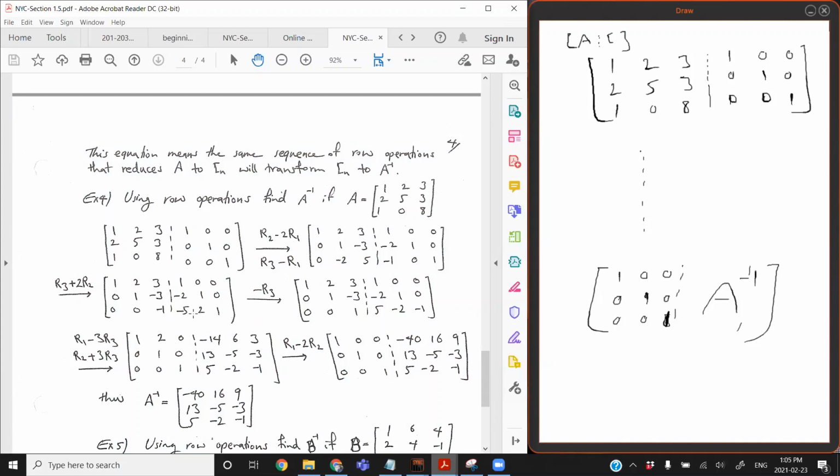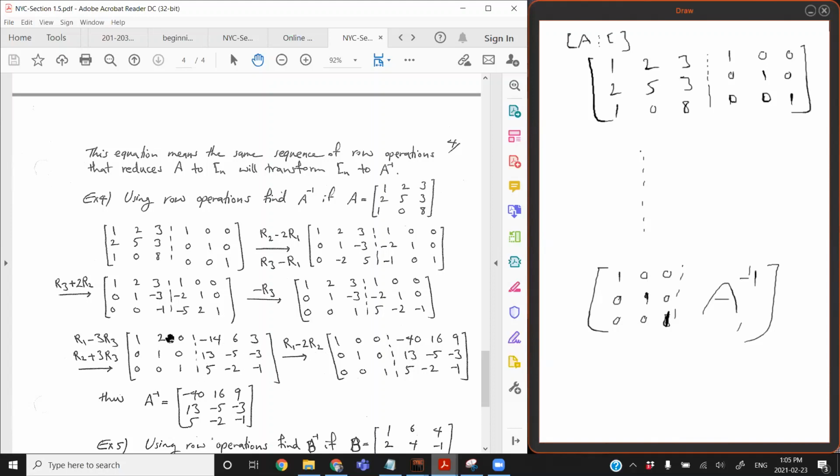Next, I'm going to get zeros above. I'm going to get a leading 1 here. So for that, I would need negative 3 row 3. So I multiply the last row by negative 1. So I get 5, 2, and -1. Next, I need to introduce zeros above this leading one. So 3 times this added to this, -3 times this added to this. I perform this operation on the whole matrix.